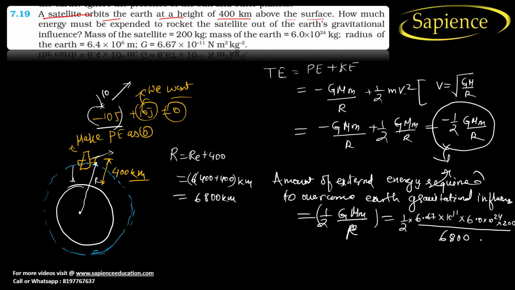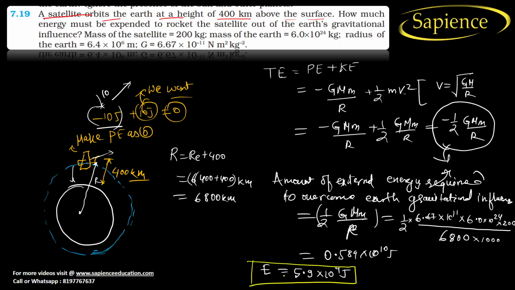Since it is in kilometers, we will convert it into meters so that our answer will be in joules. So finally we will get 0.589 into 10 power 10 joule. So the energy required, E, is equal to 5.9 into 10 to the power 9 joule. This is the amount of energy required for this satellite so that it can come out of the influence of the Earth's gravitational field. I hope you have understood this question.